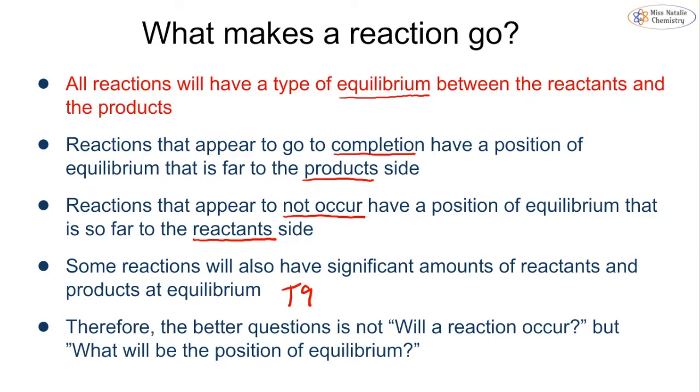So a question isn't actually, will a reaction happen? The best question that we can actually ask is, what will be the position of equilibrium for a reaction? And that's what this entire topic is going to look at. It's going to look at what affects that position of equilibrium, how we can determine it, and it will then lead us into topics 13 and 14 as well.